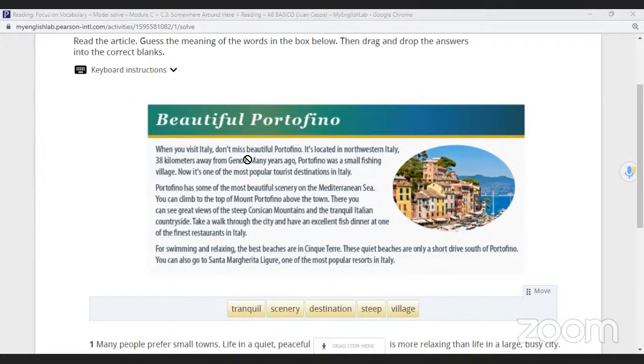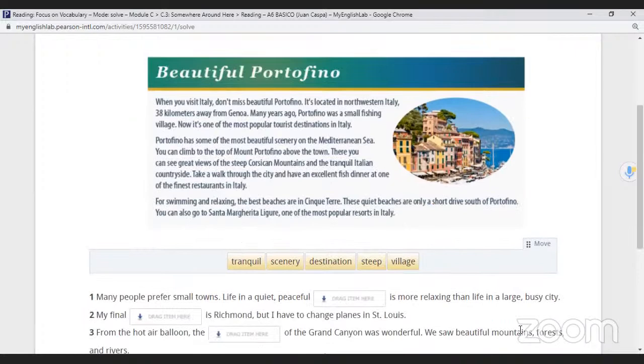Genoa is a place, right? Portofino was a small fishing village. Portofino, Mediterranean Sea, tranquil Italian countryside. Okay, I think you got it, but let's work with this one.